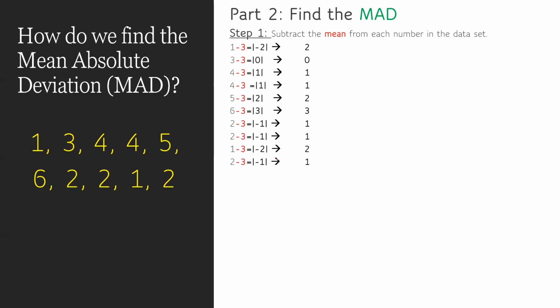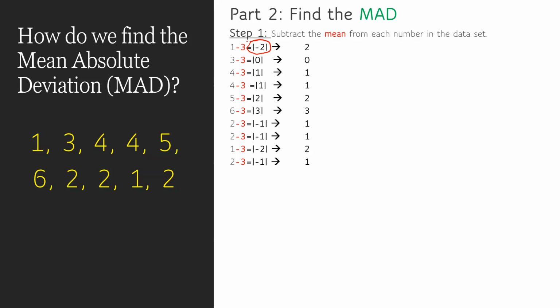So in this case, if I look row by row, I have 1 minus 3, which is the absolute value of 2. So you might say, well, why are you putting the absolute value? Because when we go through to figure out our MAD, we have to use the absolute value because some of our numbers will be negative. And in this case, we can eliminate the negative numbers by using the absolute value.